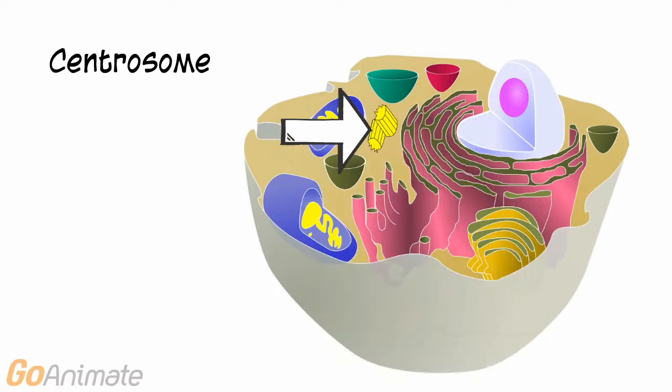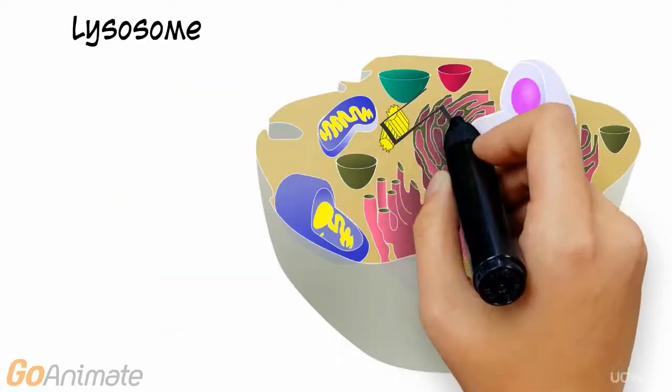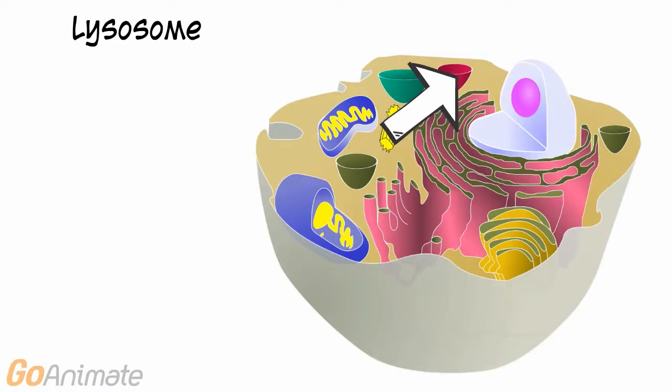Centrosomes are important in cell division. Centrosomes contain two central centrioles and microtubules. Centrosomes help to form the mitotic spindle during cell division, or mitosis. Lysosomes contain enzymes for breaking down molecules, including fats, carbohydrates, and proteins.